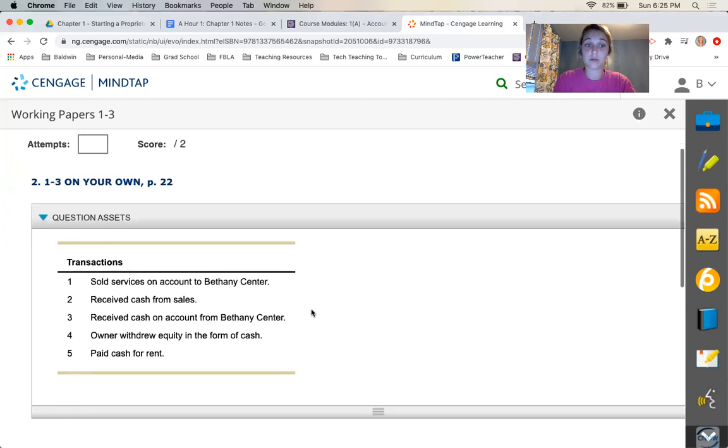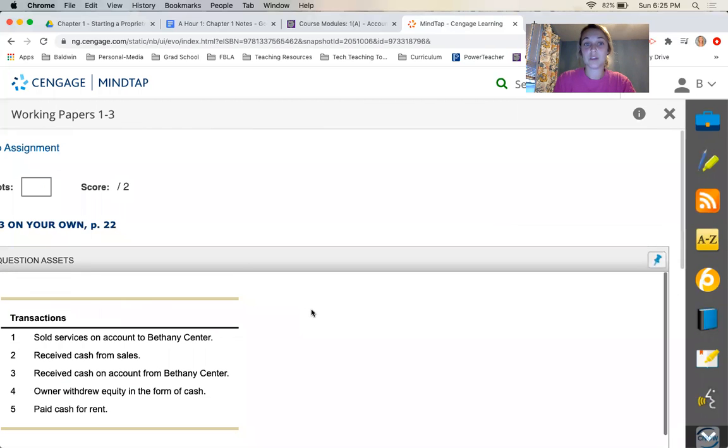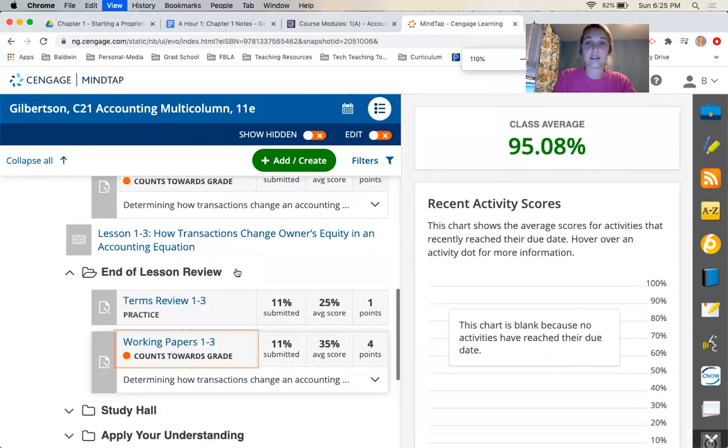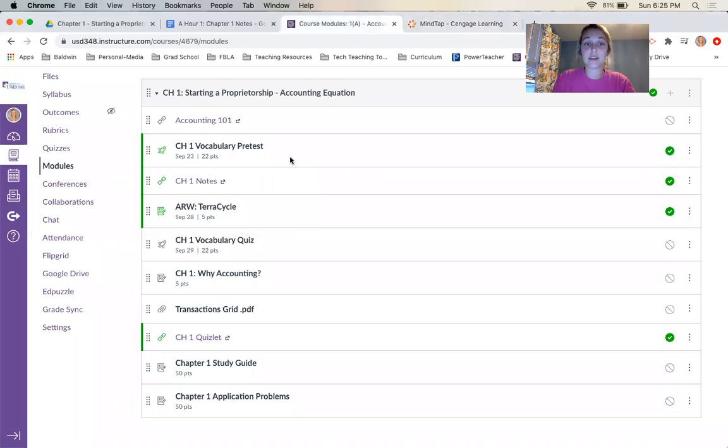So make sure you complete those next 5 transactions. They should be very, very similar to the 5 transactions we just did together. Do not forget to do the terms. And the only other thing that I need to have you guys do is take the Chapter 1 vocabulary quiz. There is a Quizlet in Canvas for you to use.